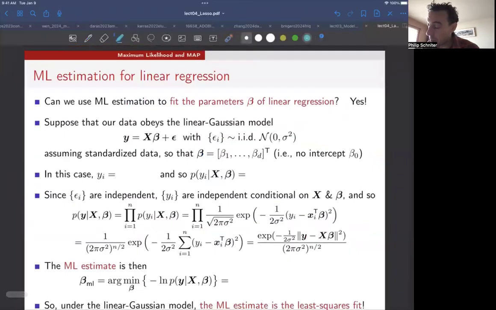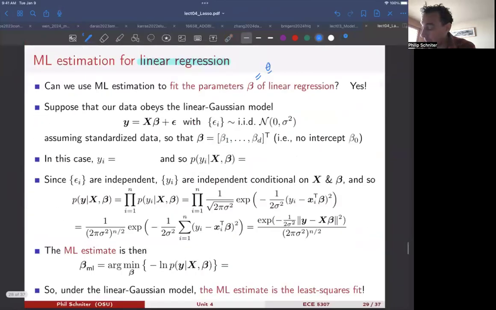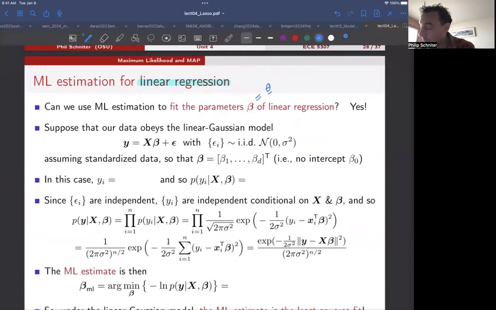Okay, so let's do an example of this, see how it works. We're going to consider linear regression, same thing we were considering in Unit 2. And essentially, the question now is, what if we try to apply this idea to fitting the parameters beta in linear regression? So in this case, beta would be our theta. You can do this with a generic theta, and now we're saying, let's look at linear regression where theta equals beta.